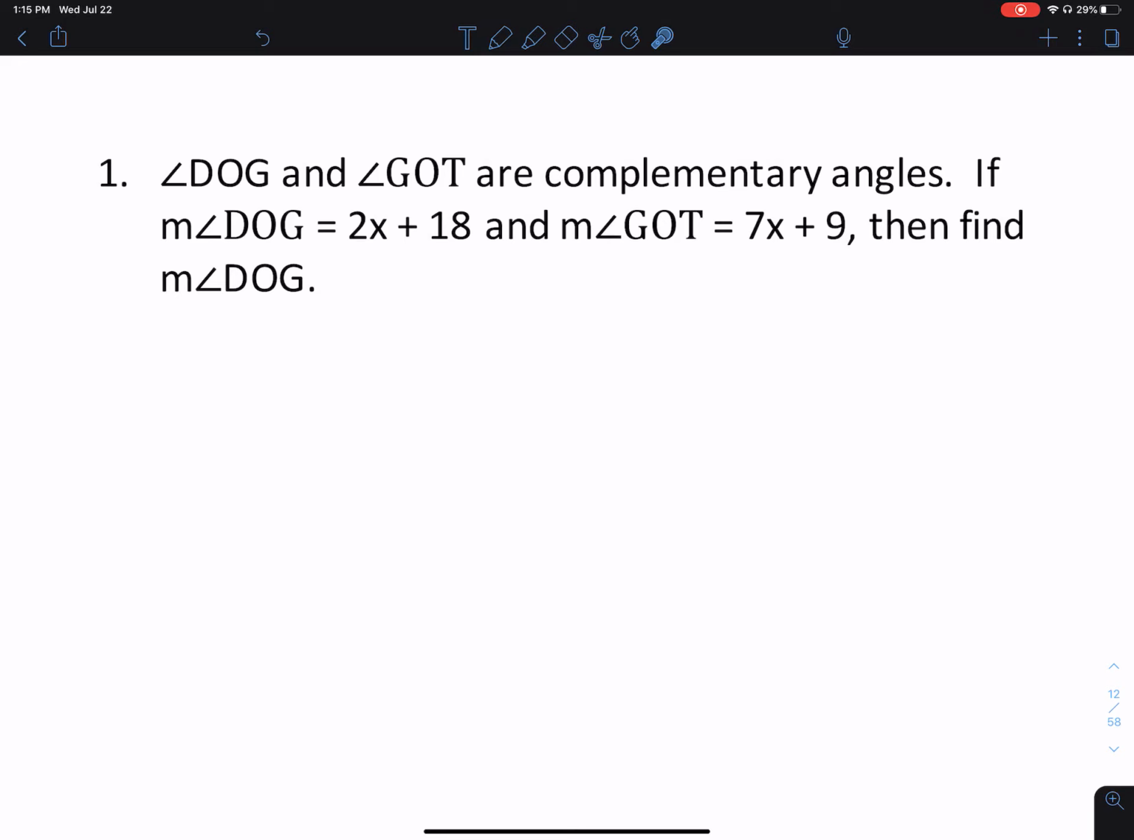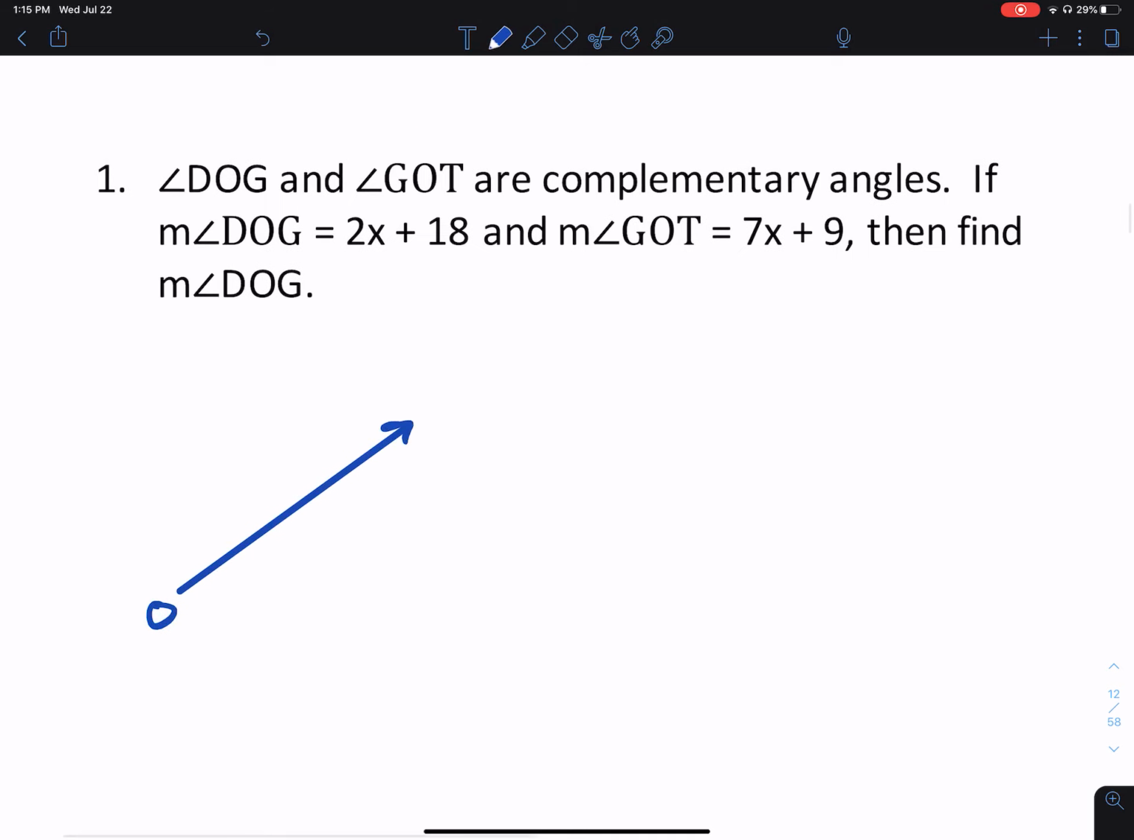Angle DOG and angle GOT are complementary angles. Let's see if we can draw this. What's the vertex of these angles going to be? It's the letter in the middle. It's going to be O. Now, what letter do they have in common? DOG and GOT. They have the G in common. So G is going to be on the interior. D and T are going to be on separate rays. There we go. Now it says these are complementary, so that forms 90 degrees.